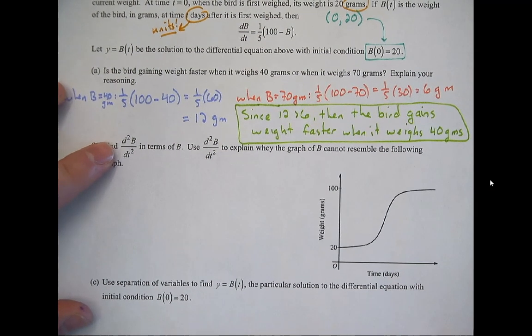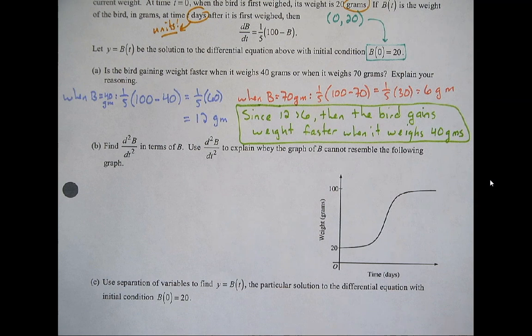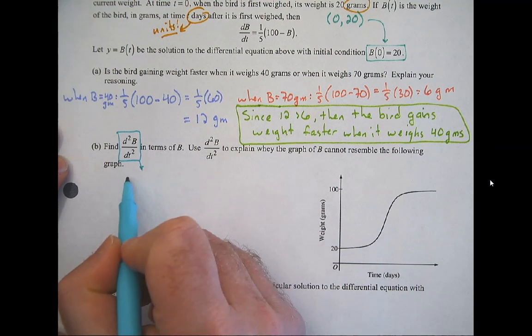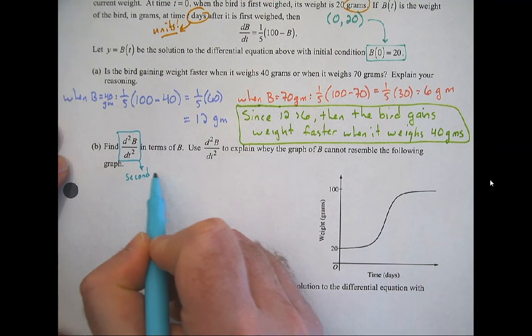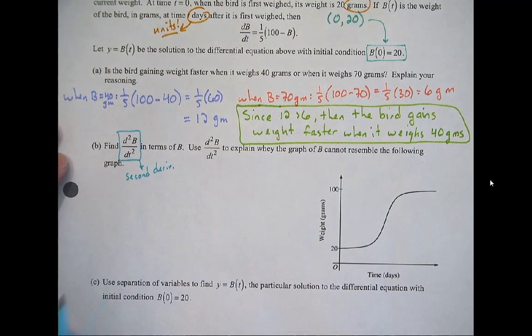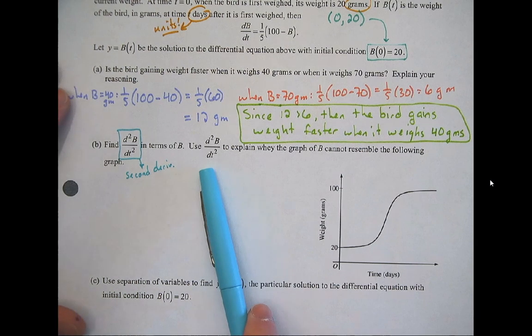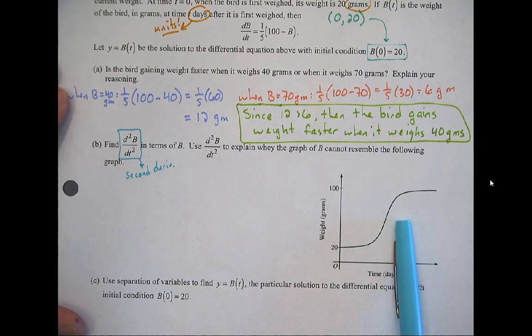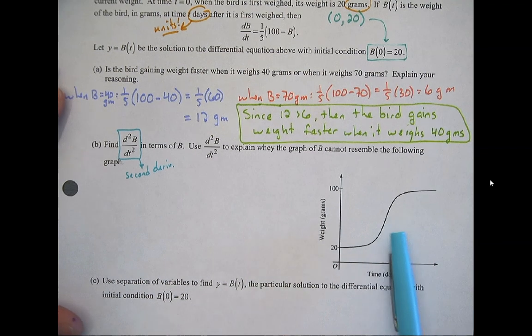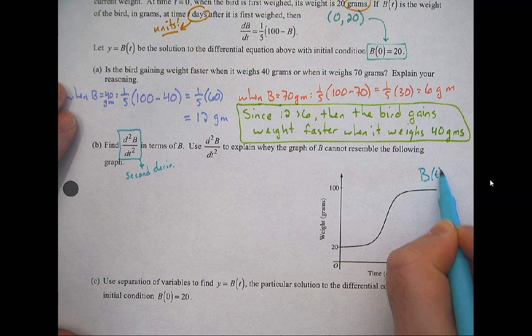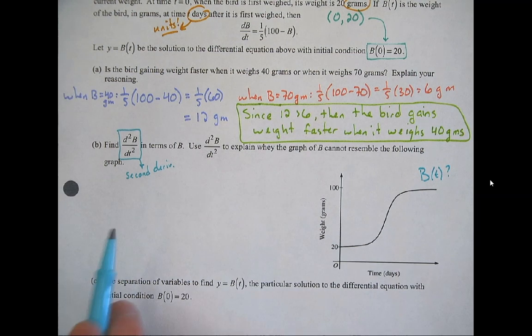So find d²B/dt². What does that mean? Leave a little note to yourself. Do you remember what this means? This just means the second derivative. So we want to take the derivative of the derivative. Then we're going to use this to explain why the graph of B cannot resemble the following graph. So this is what they think they're asking. Is this B? Would this be a good graph of B of t? And we're going to try to use the second derivative to make an argument for or against that.